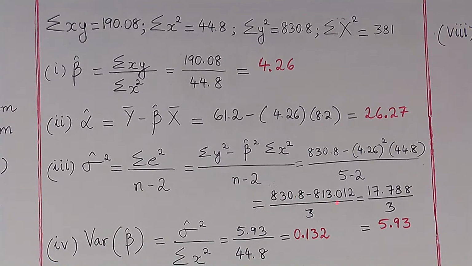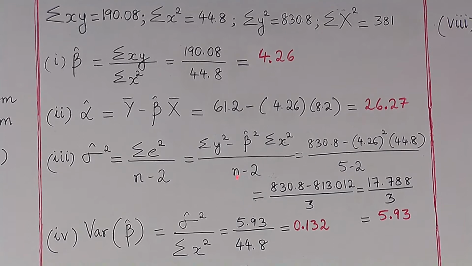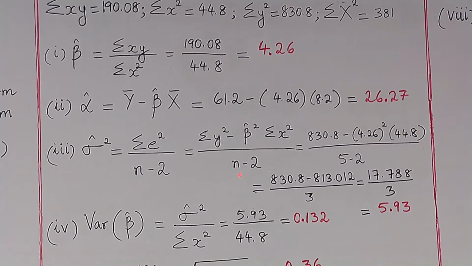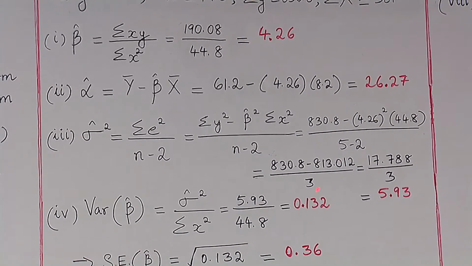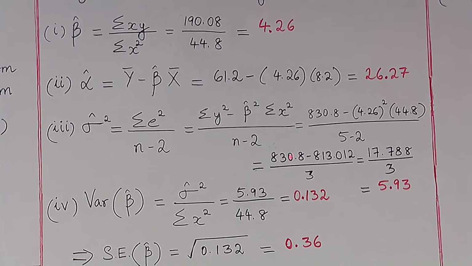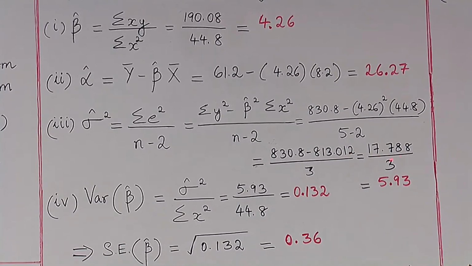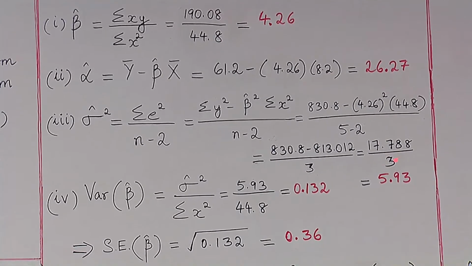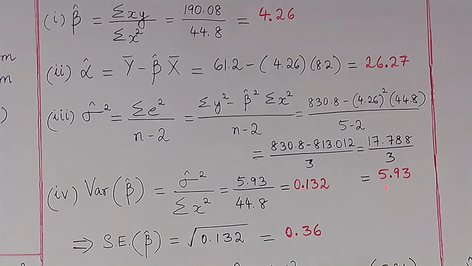Substitute and calculate, and you get 830.8 minus 813.012. The denominator is n minus 2. Here in this case the number of data is 5. So, 5 minus 2 is 3. After subtracting the numerator values, you get 17.788 by 3. When you divide by 3, the answer is 5.93. So, here the variance of the error term, sigma hat square, is 5.93.